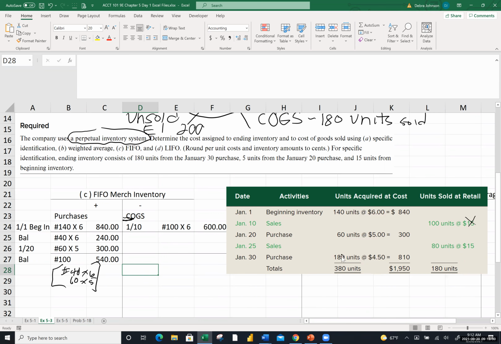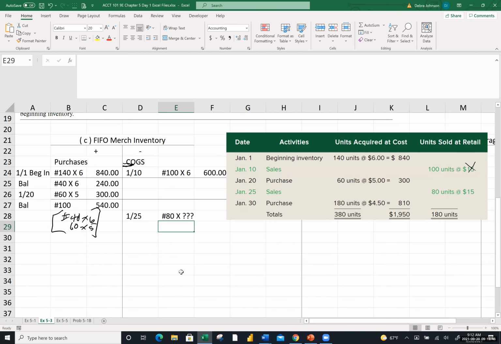And now comes time for this 80 units in sales. So I'm going to date this. This is 1/25. And here comes my sale. My sale is 80 units. But I'm going to put a question mark there, because 80 units means, am I going to pull from the top of the bucket or am I going to pull from the bottom of the bucket? Okay, well, this is where we need to remember the cost flow assumption.